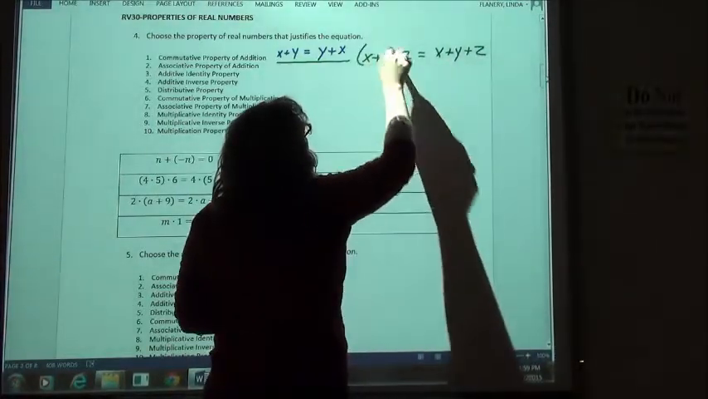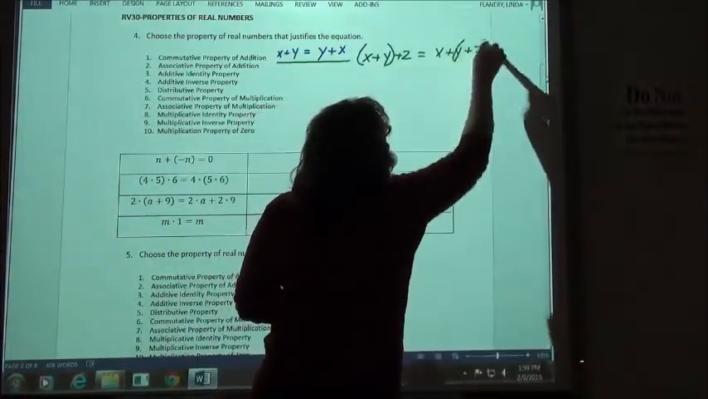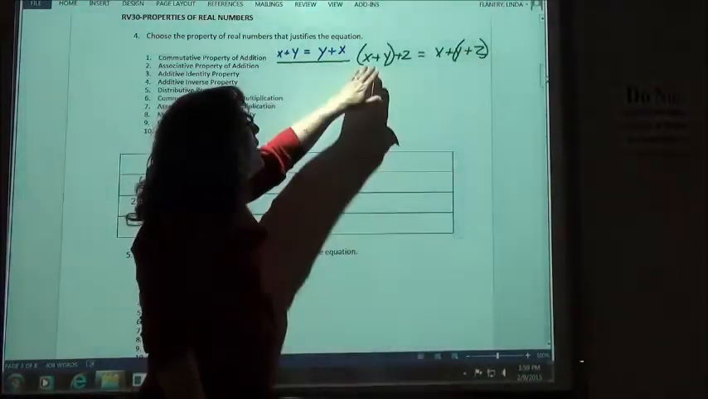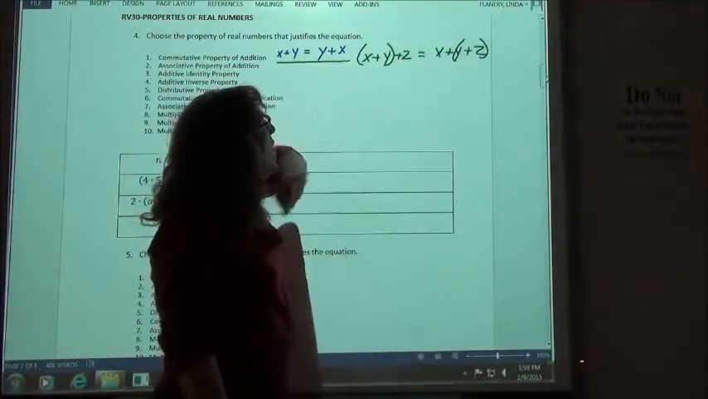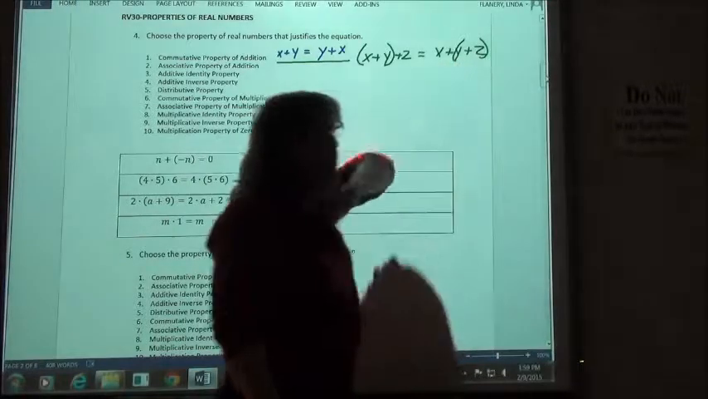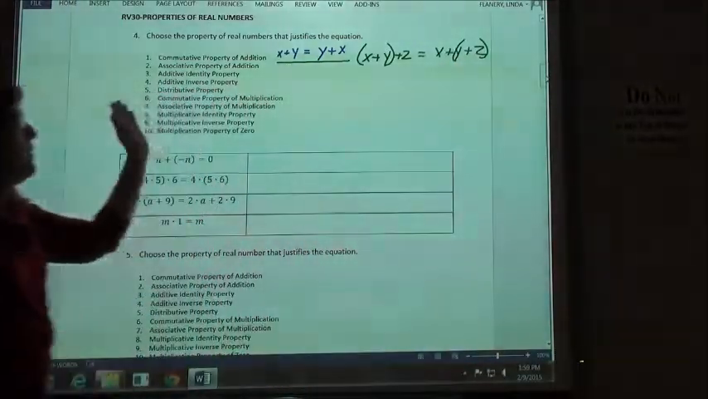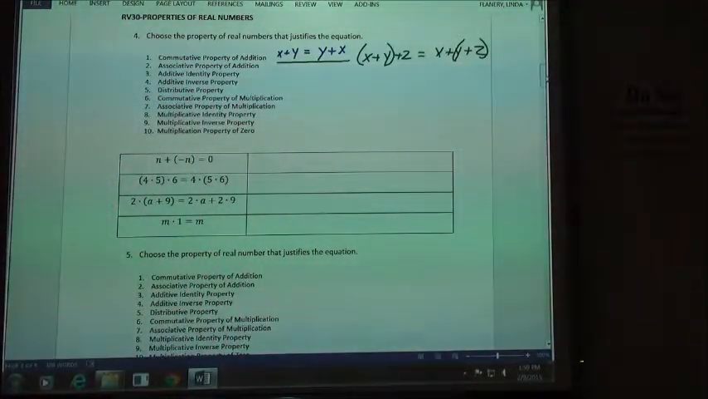And one of them had parentheses around the first two. On the other one, it was around the second two. So on this one, the parentheses are around the x and the y. Here, they're around the y and the z. Everything's in the same order. The parentheses are moved.